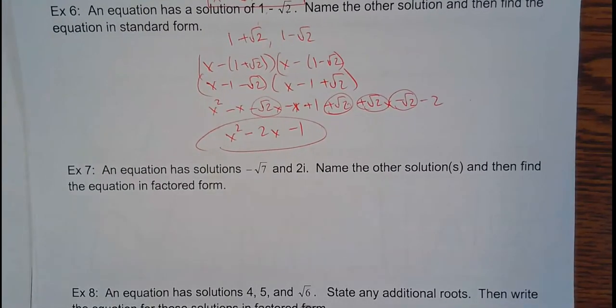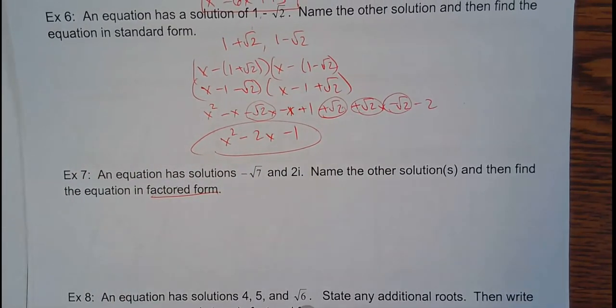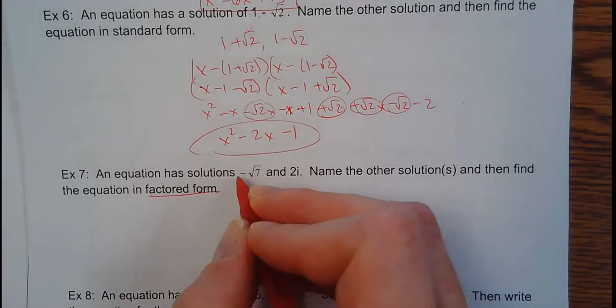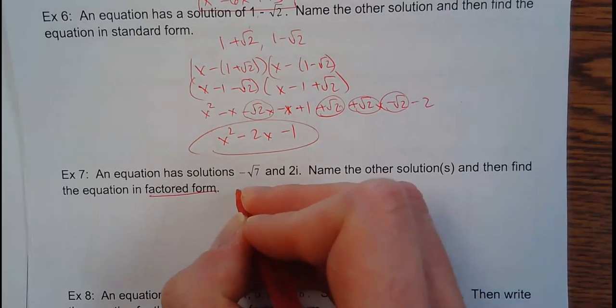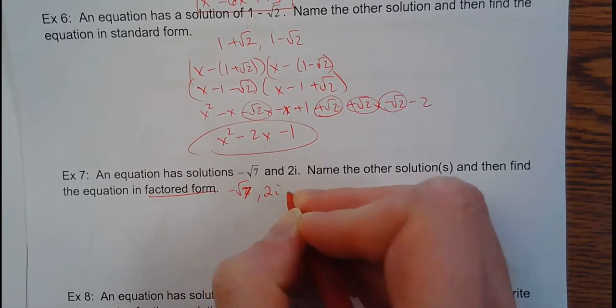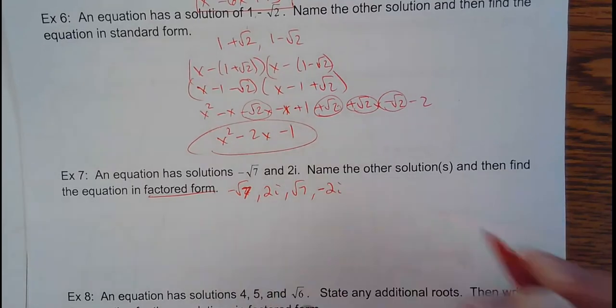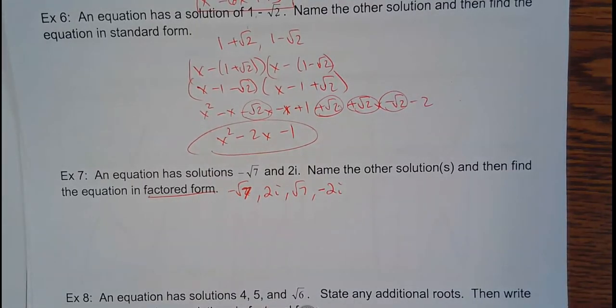Let's see, an equation has these two solutions. Write the other two and then find it in factored form. That's nice. I don't have to multiply it out this time. So here's one solution. That means, well, I'll just write this down. So here's the first solution, the second solution. Another solution would be radical 7. Another solution would be negative 2i. So I'm going to write this in factored form.